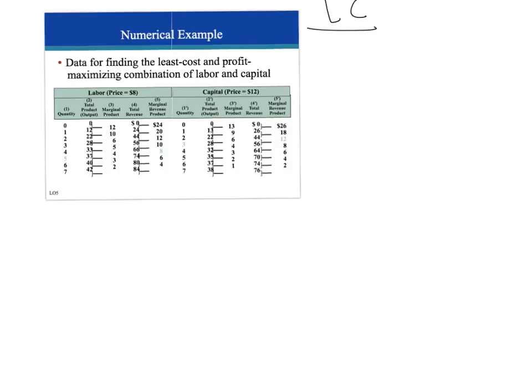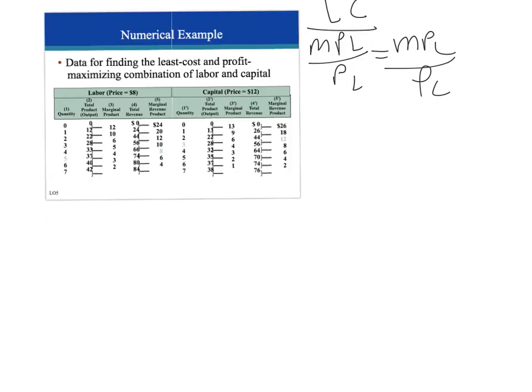it's where marginal product of labor divided by the price of labor equals marginal product of capital divided by the price of capital. So playing around, we would find that the third unit of labor would produce 28 units, and the second unit of capital would produce 22 units. And so that would be total output of 50.